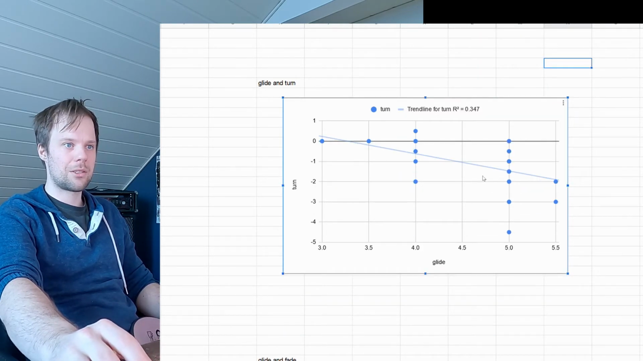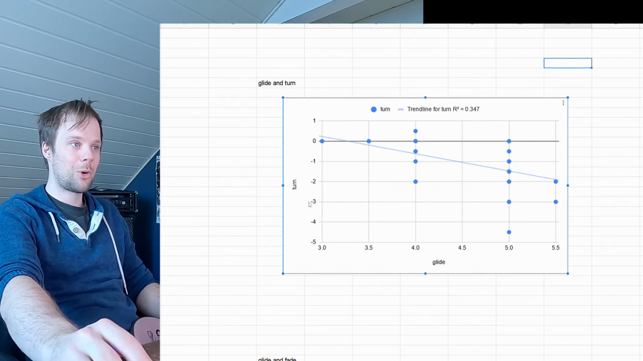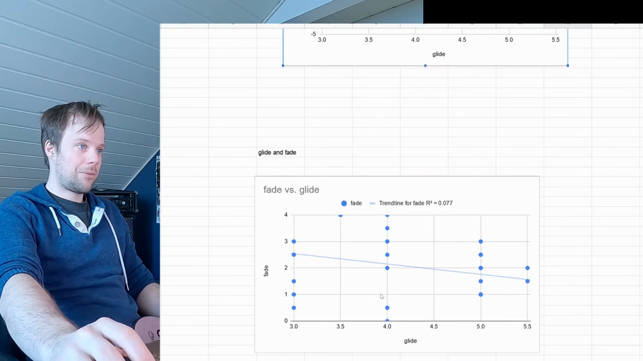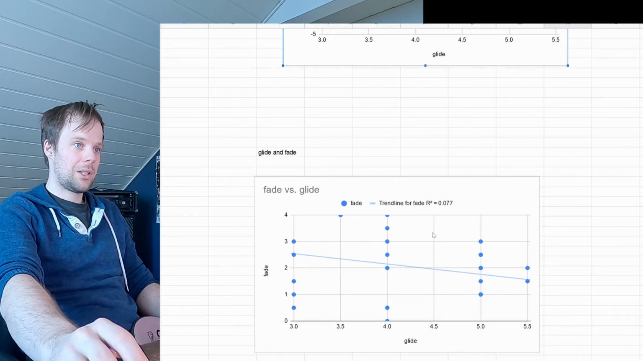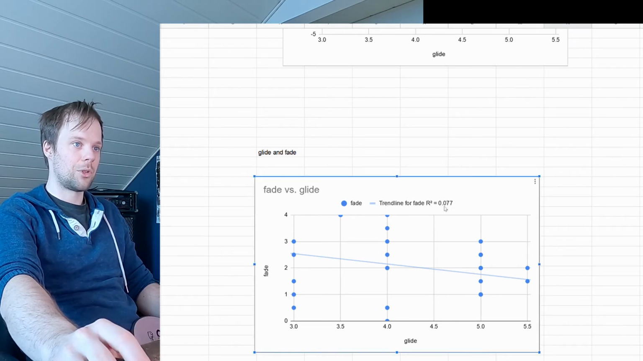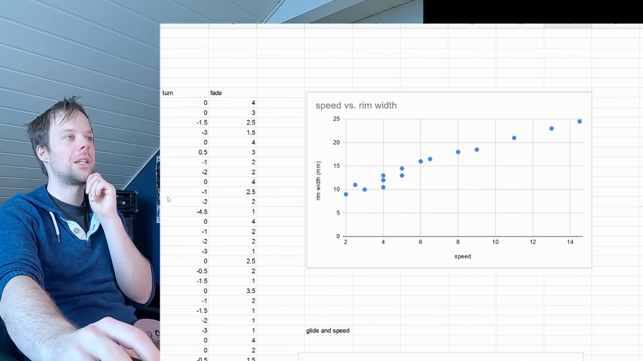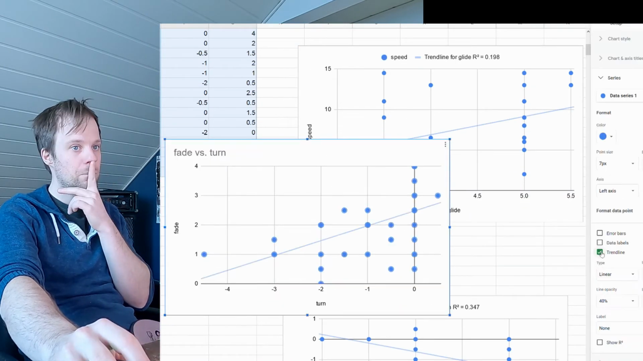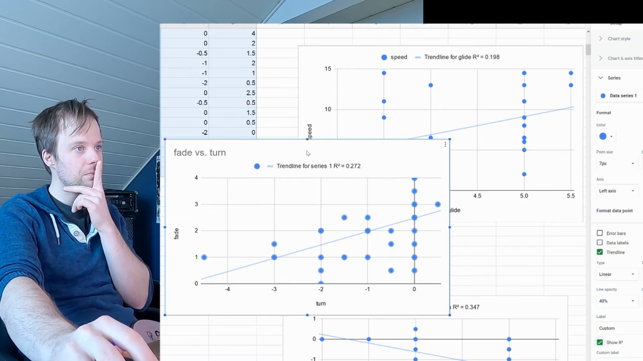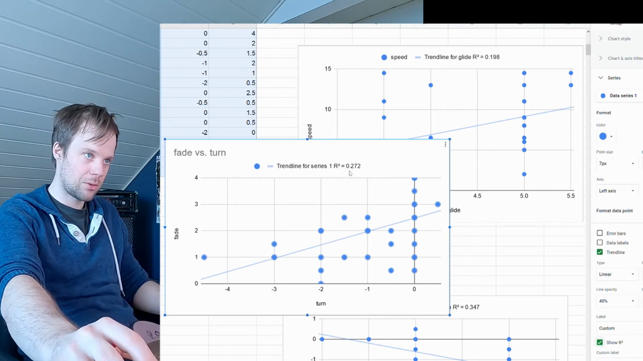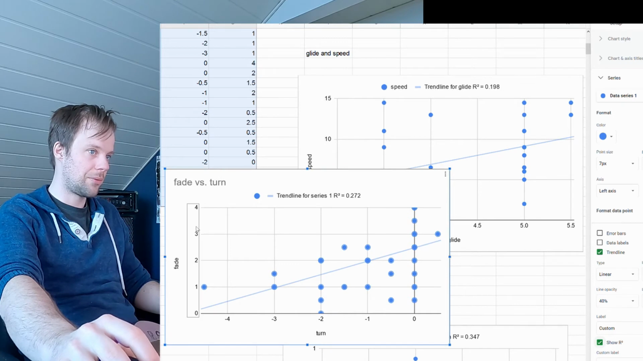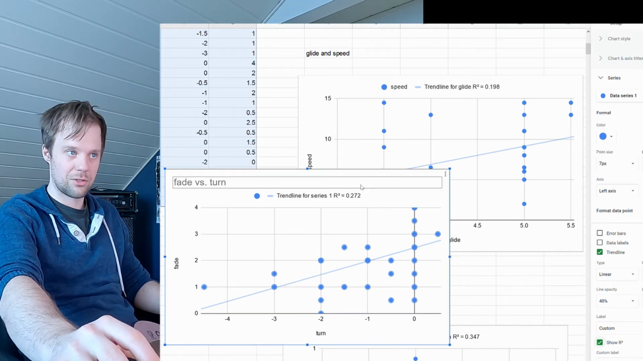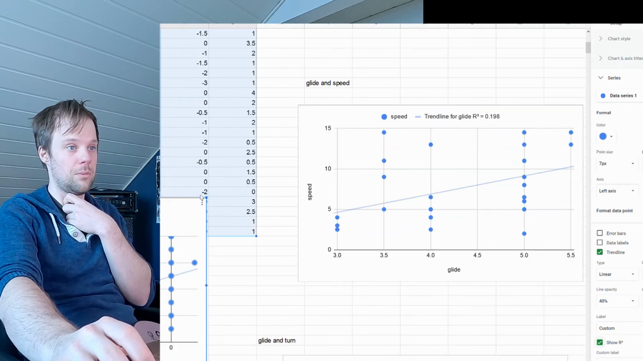And you might think, why does this go downwards? It's because turn is a negative number, so a smaller number here actually means more turn. And the fade goes in the same direction here. Well, not really, 0.077. Let's see if we have correlation with these numbers. Yeah, we actually do have correlation. So a disk that has a lot of fade doesn't have so much turn. That is how it should be, I guess.